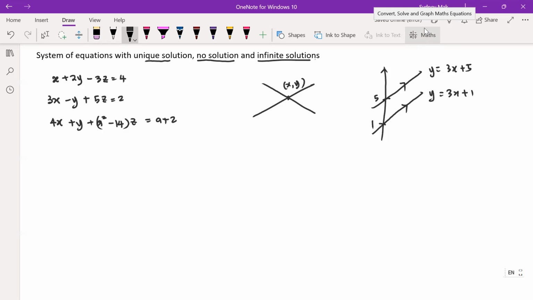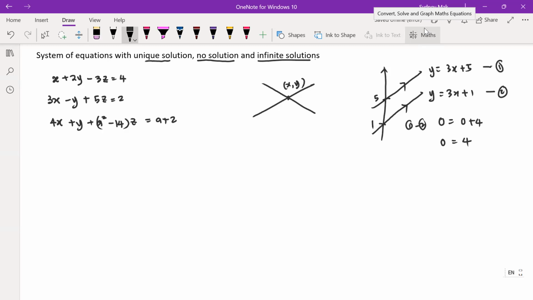How about the algebraic way? Let's use equation 1 minus equation 2 as usual, using the substitution method or elimination method. You will notice that y minus y is 0, 3x minus 3x is 0, and 5 minus 1, you get 4. So you will have 0 equals 4.